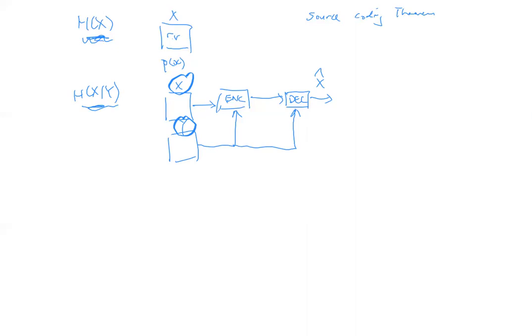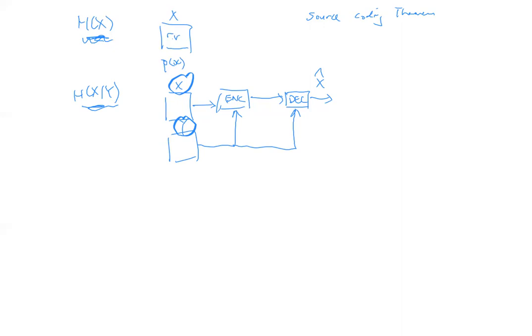Given a random variable, on average we only need H(X) bits to compress X. In other words, if we give less than H(X) bits, then we won't be able to recover X losslessly. And if we give more than H(X) bits, then we can find a scheme to compress X so that it can be recovered losslessly.